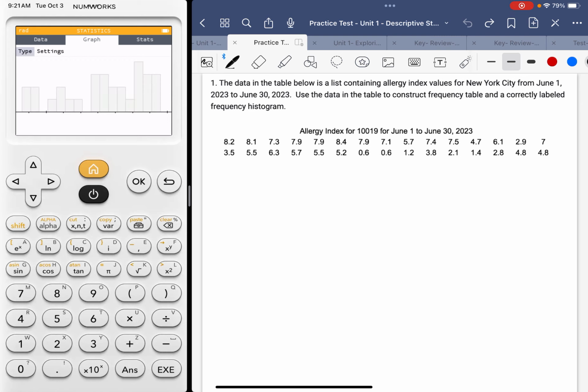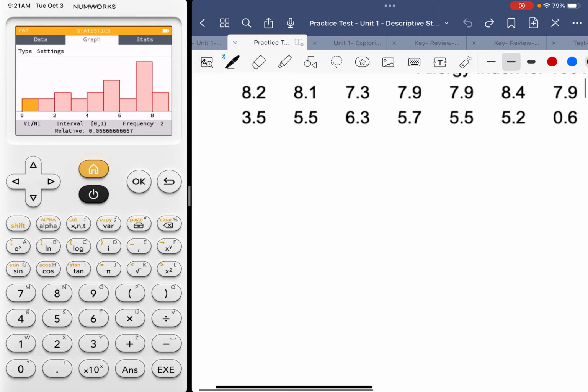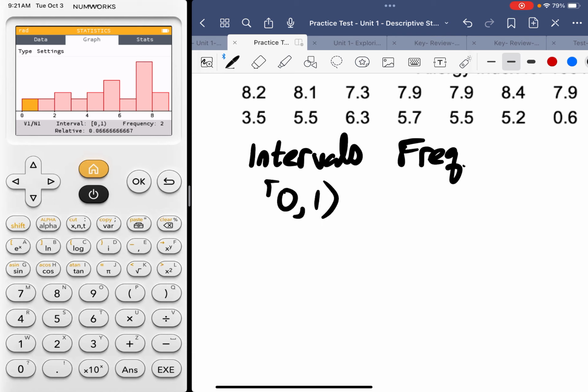Right? So what I'll do is I'll go into settings. Instead of the bin width being 0.5 and starting at 0.6, I'll start it at 0 and go by ones. And that gives me something that's a whole lot more, call it palatable. Right? So my intervals and corresponding frequencies. So 0 to less than 1, 1 to less than 2, and so on.